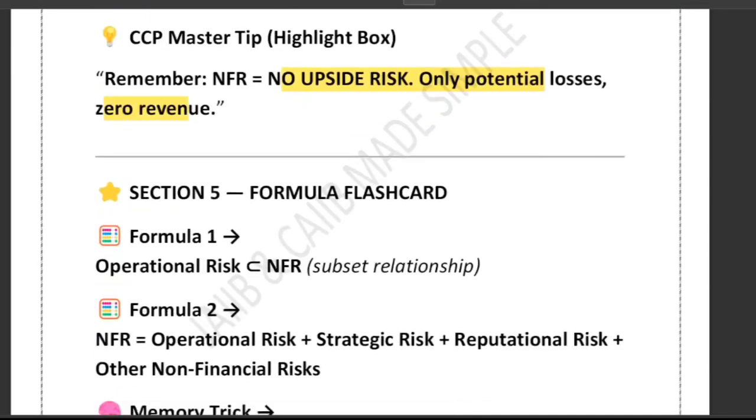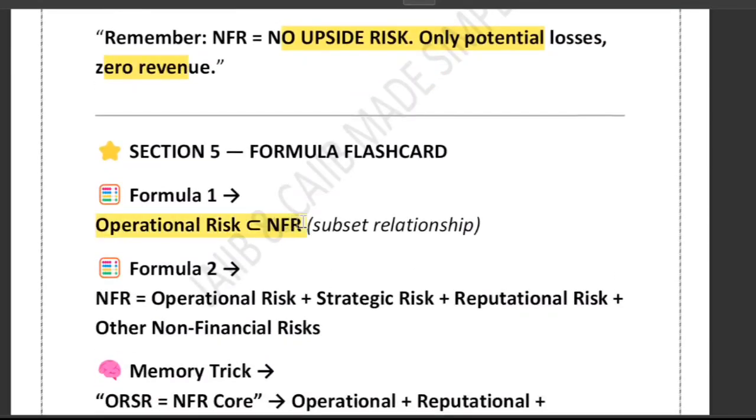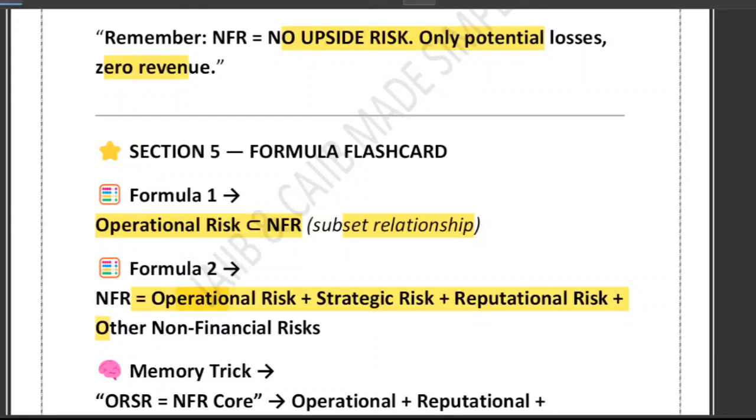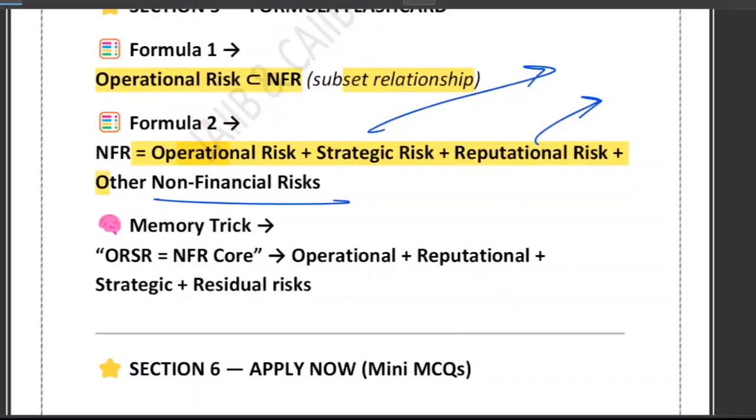So in the formula flashcard you can see, operational risk is a subset of NFR, a subset relationship. NFR includes operational risk plus strategic risk. Strategic risk is any kind of risk that the bank is exposed to because of a wrong decision it has taken. Reputation risk we have just discussed. Other non-financial risks are there. I hope this is crystal clear.